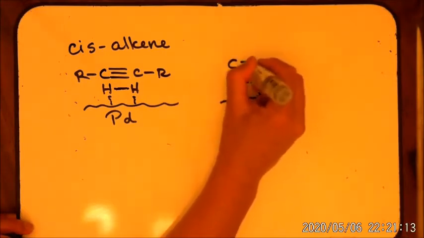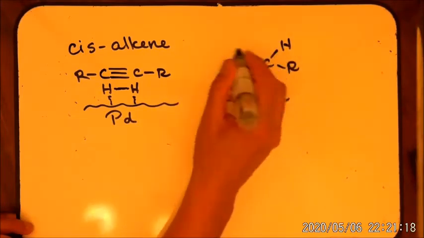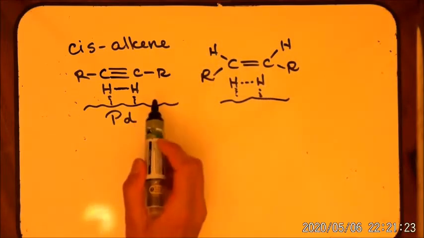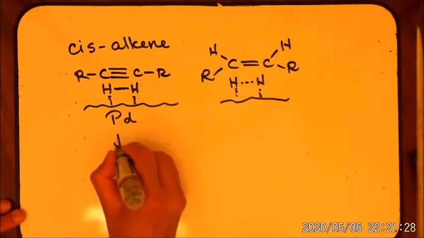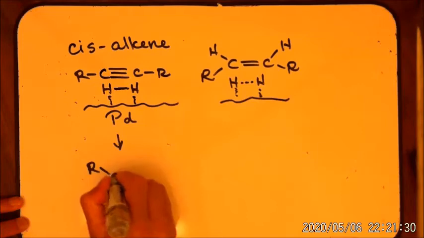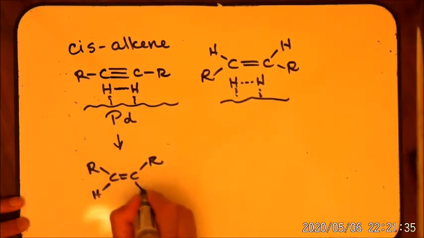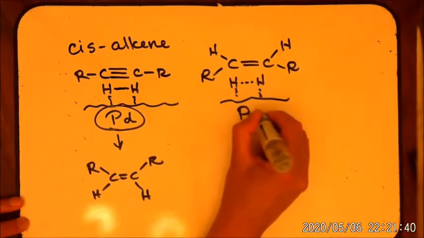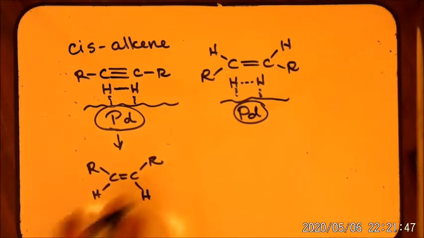Once I get my alkene. Okay. So how do we stop it from doing it again? How do we stop it so all I get is my cis alkene? The way we do that is we don't use just pure palladium, because palladium is too reactive and it'll just continue to do the hydrogenation of the alkene.